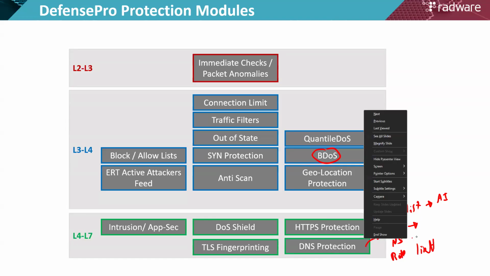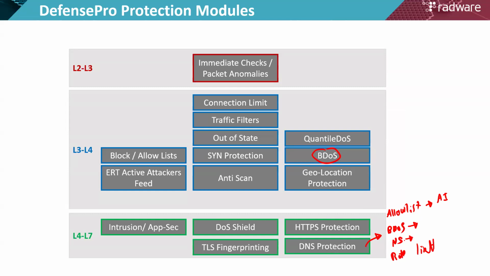Then we have name server challenge. So this was a challenge response kind of mechanism. It is only applicable to protect authoritative name servers, wherein if the domain name request is coming to the DefensePro, it provides a challenge to the client. Only if the client responds with the appropriate response, then we will allow the client to communicate with the backend name server. So that was your name server challenge. Only applicable for authoritative name servers.